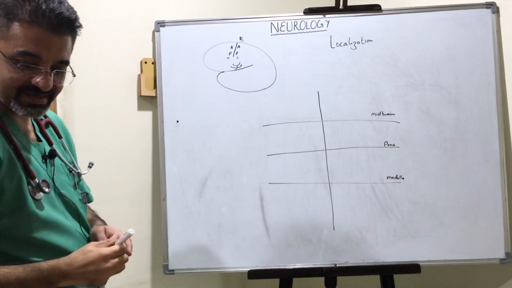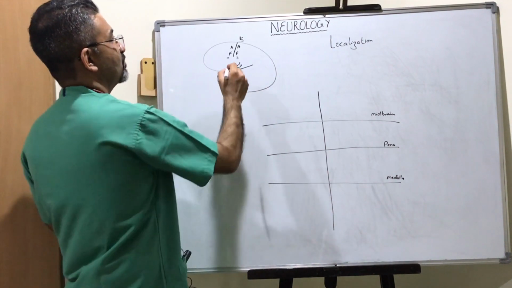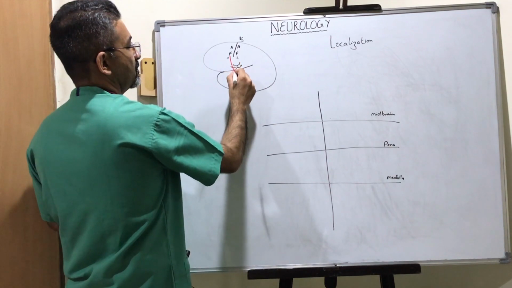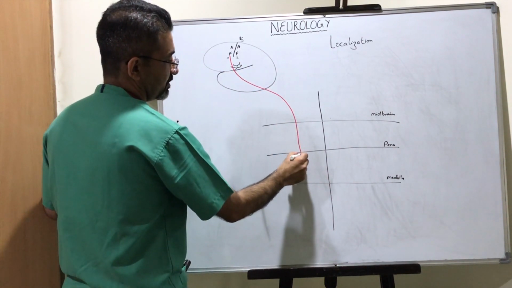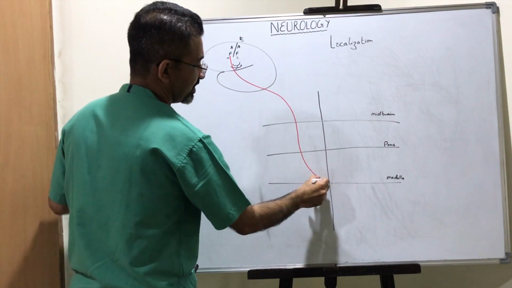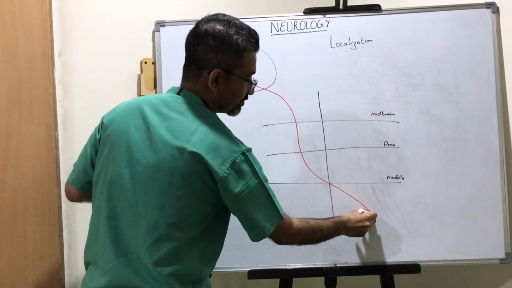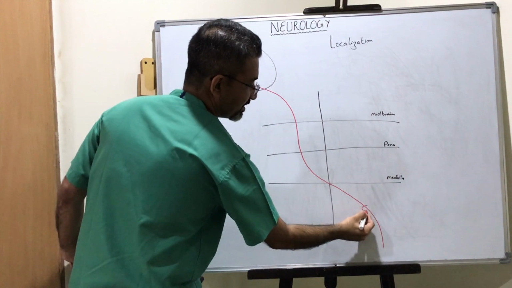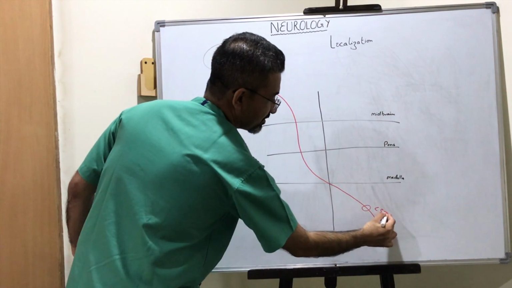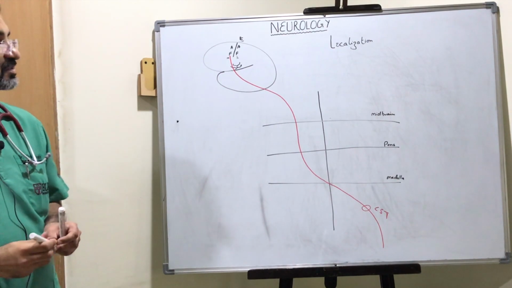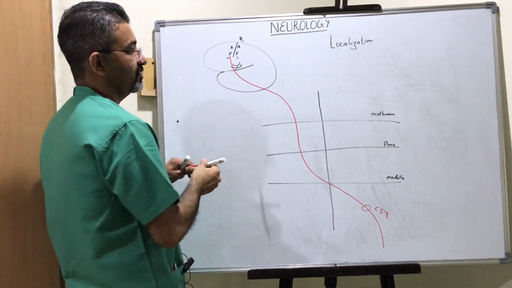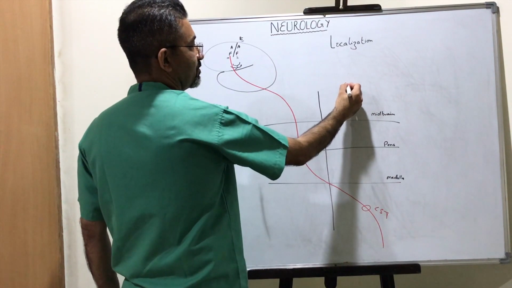So my corticospinal tract, it starts from my motor area, goes down from the same side, and at the junction of my medulla and spinal cord, it crosses over. This is my corticospinal tract, right? So suppose this is your right side, this is your left side.